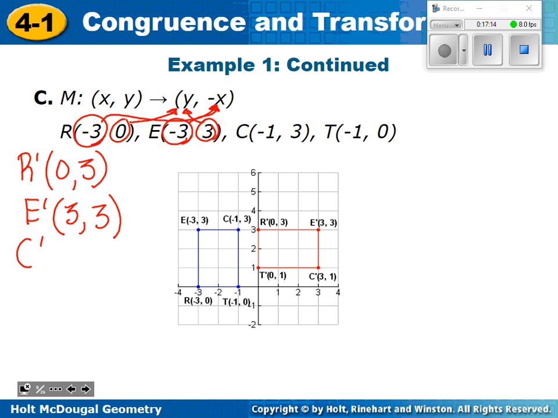Okay, how about C prime? (3, 1). And then T prime. Good. (0, 1). Are you guys with me that we are switching them and then changing the sign of that second one? Okay, so then we graph it. Take a minute, graph it on your paper, label it R prime, E prime, C prime, T prime.